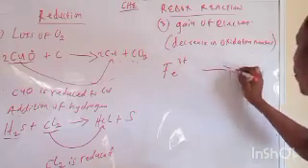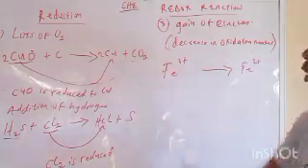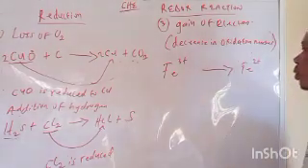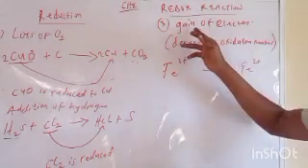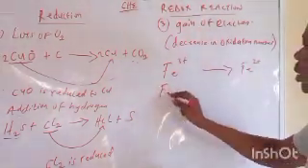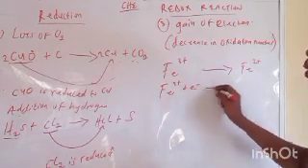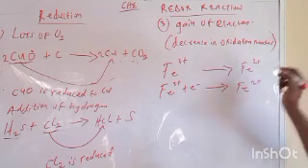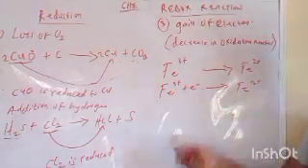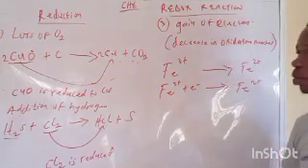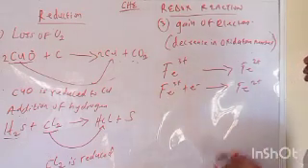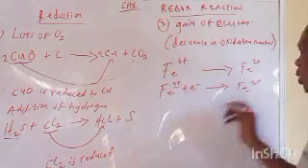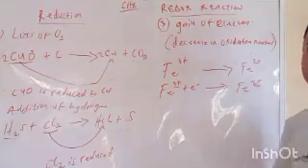Look at this. Fe3+ transforming to Fe2+. This is reduction. Don't forget I said it is gain of electron. That means Fe3+ gains an electron to become Fe2+. The gain of one electron made it become Fe2+, which is gain of electron, or there is a decrease in the oxidation number. From plus 3, it decreased to plus 2. I hope that's very simple. I hope that's clear to everybody.